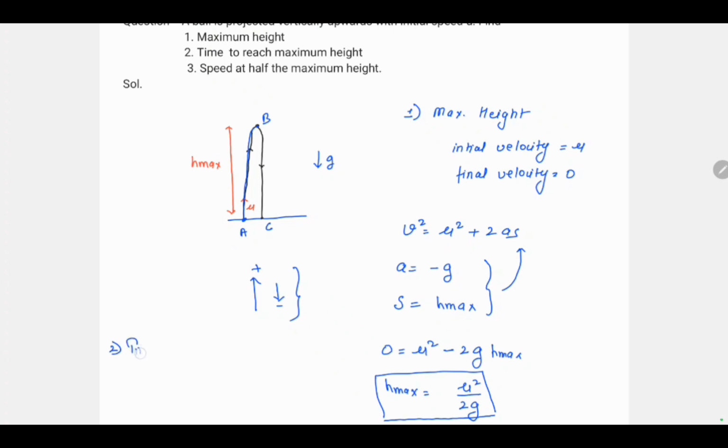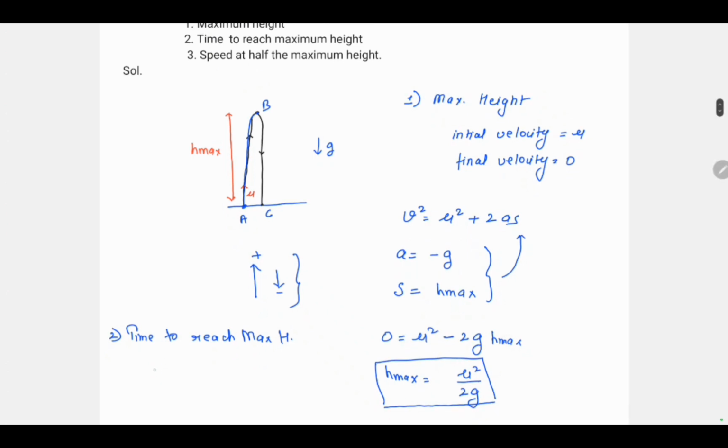Okay, now we will see how to calculate the time to reach the maximum height. Time to reach the maximum height, how to calculate? Use the first equation of motion along a straight line. This is v is going to be u plus at.